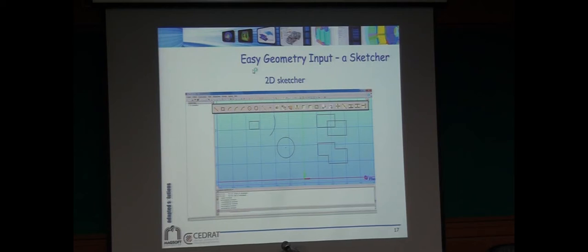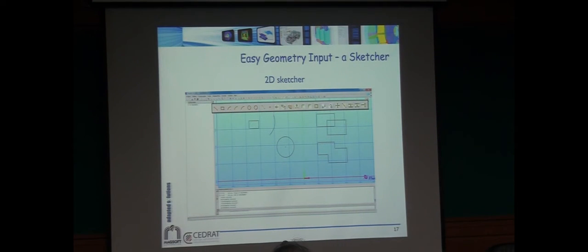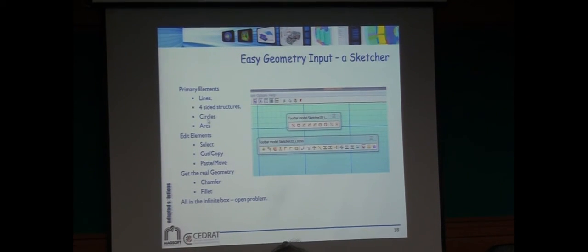One of the main developments we brought to Flux is the 2D sketcher. The 2D sketcher will let you enter geometry from very basic shapes and create the intersection and all of those things. Those are the shapes; you can also copy and manipulate the geometry. The elements are lines, four-sided structures, circles, arcs. You can edit, select, cut and paste, and rubber band. You can select something on the screen, copy it and move it around. And you can make sure that you have the real geometry, because we have the possibility to do chamfer and fillet, something that was not there in the past. And you can create the infinite box by itself.